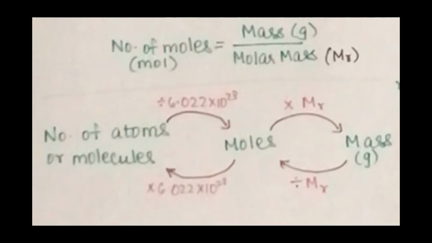You need to remember the other side of it, where you have to convert between moles and the number of atoms or molecules. So if you want to convert from the number of atoms or molecules to moles, you divide by Avogadro's constant. And if you have to convert the other way around, from moles to the number of atoms or molecules, you multiply by 6.022 × 10^23.